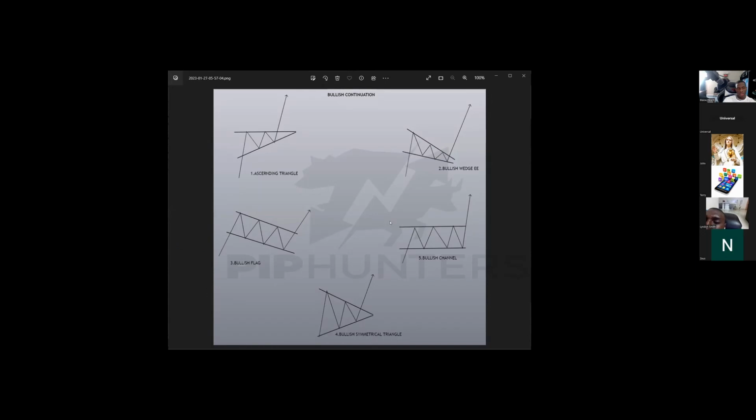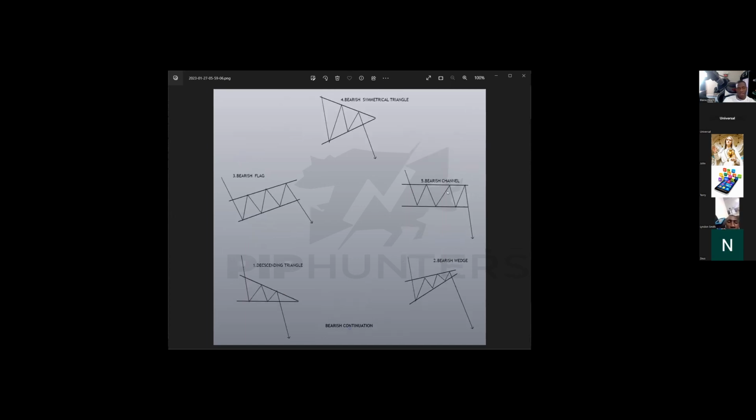You could take a screenshot of this right here if you haven't drawn it in your book. Ascending triangle, bullish wedge, bullish flag, bullish channel, bullish symmetrical triangle. Basically, I summarize everything for these two as 50-50. Then I gave you guys this theory: the bullish wedge is basically the pennant I gave to y'all. It's the same thing, so don't get confused.